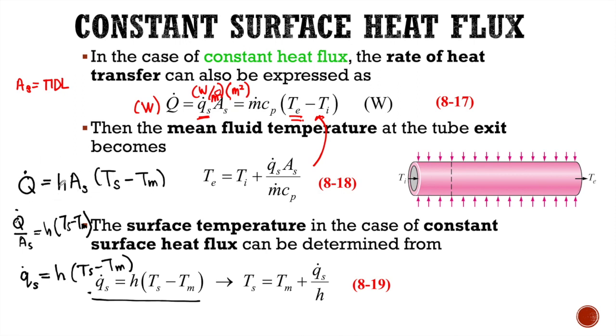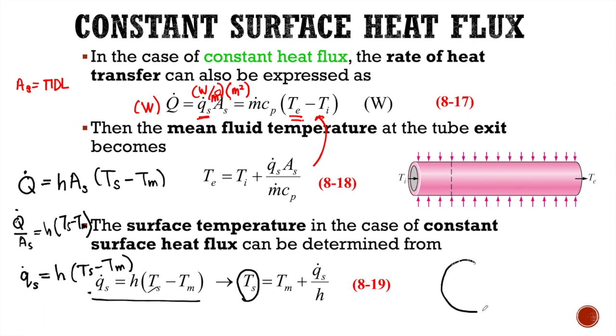So from here, we rearrange and then we will get that Q dot S, the heat flux, is equal to h (Ts minus Tm). So we rearrange in order for us to find what is the Ts. Ts equal to Tm plus Q dot S over h. You must remember that this Ts is actually the surface temperature for the fluid, for the cylinder. Sorry, Ts is the surface temperature at inlet.